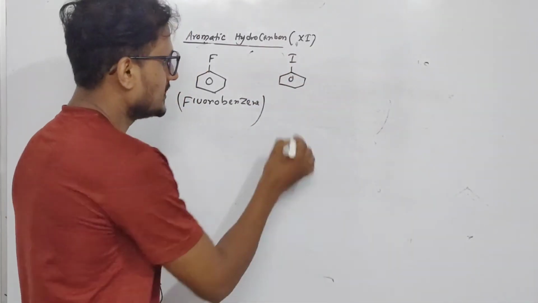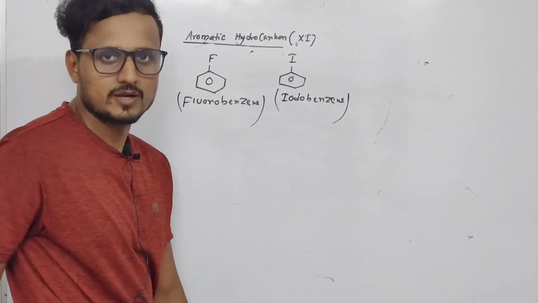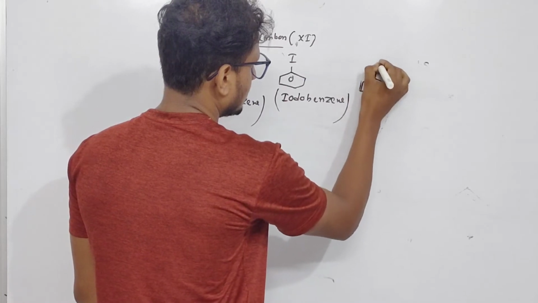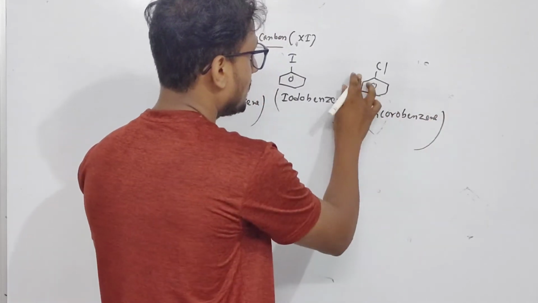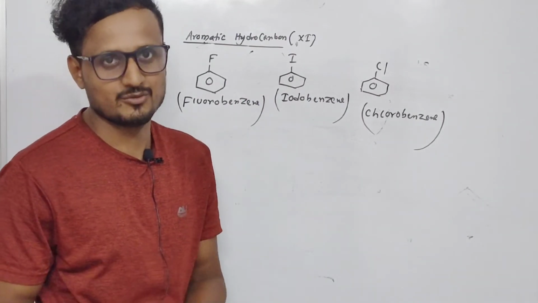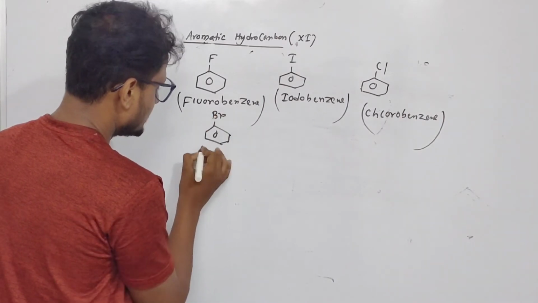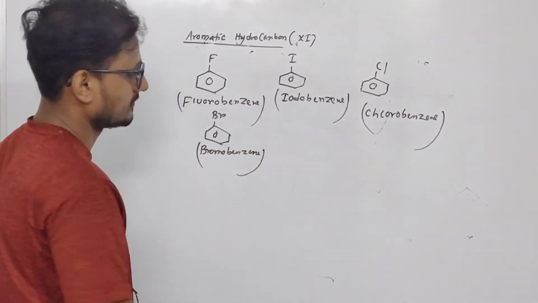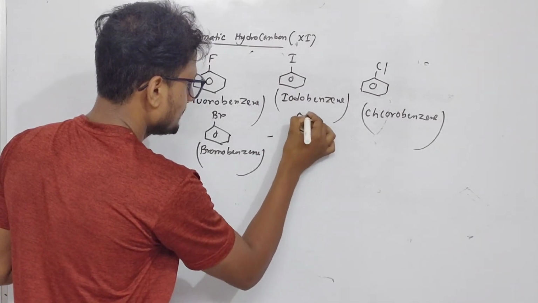This one is iodobenzene. Okay. Third one, suppose it is replaced by chlorine, chlorobenzene. We have to learn how to draw the structure of benzene properly, and every time you get a free chance, you should try to draw the structure of benzene. So chlorobenzene, and this one is bromobenzene. This one, where the OH group is replaced, will be phenol.